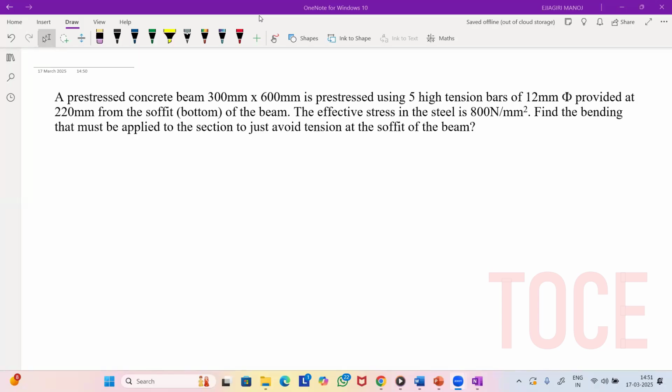Let us discuss how we will be calculating the stresses in pre-stressed concrete beams. Okay, so here we have an example question.